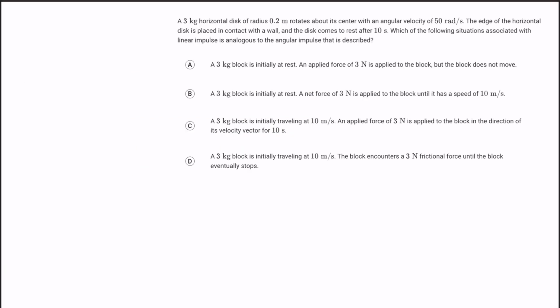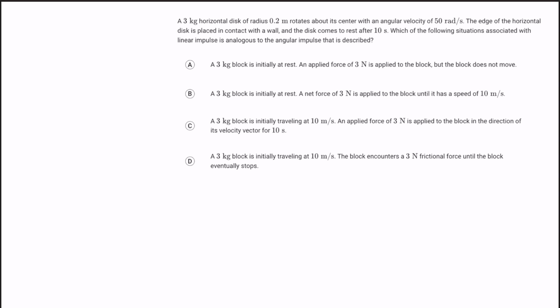Here we have a 3 kilogram horizontal disc of radius 0.2 meters that rotates about its center with an angular velocity of 50 radians per second. All right, so that first sentence is suggesting that we have some constant angular velocity, and it tells us the mass and the radius of the disc that's rotating. Then we go on to say that the edge of the horizontal disc is placed in contact with the wall, and the disc comes to rest after 10 seconds.